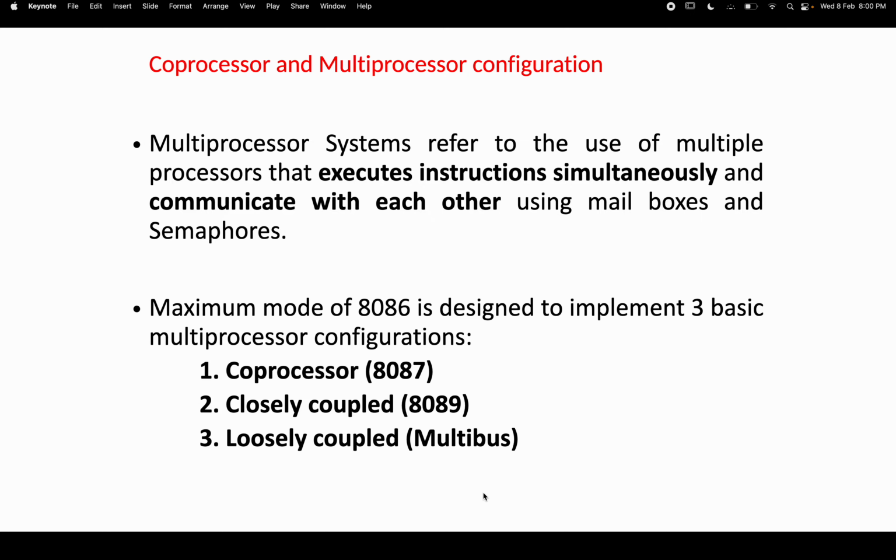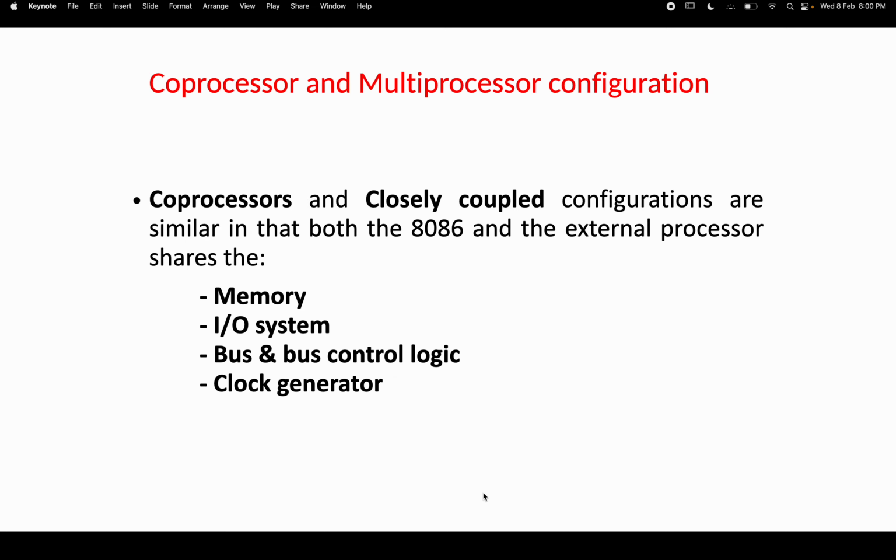The second one is closely coupled configuration, in which two independent processors like 8089 and 8086 are combined together for better output. And the third one is loosely coupled configuration or multibus configuration. Here we can have some independent processors or coprocessors to make the multiprocessor systems.